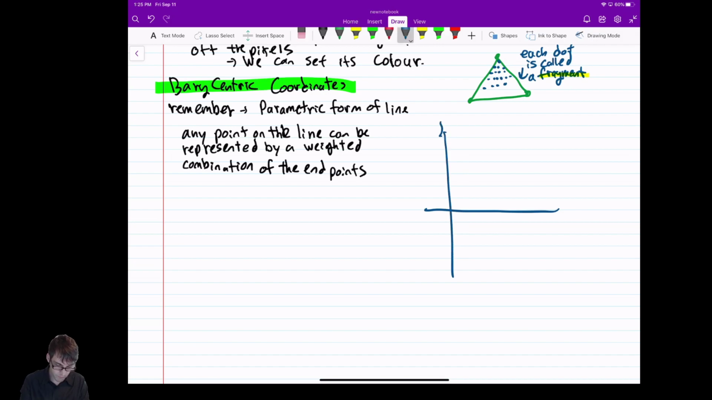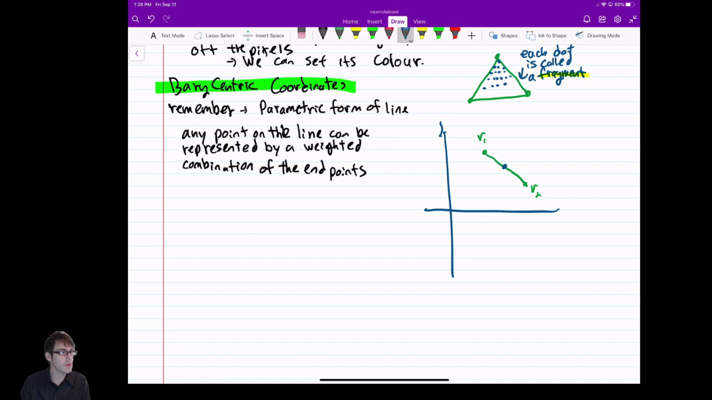I'm going to draw 2 dots here. Now if I have this line, I'm going to call these vector 1 and vector 2. What we've learned is that any point on this line I can draw by having a proportion of the first one and a proportion of the last one.